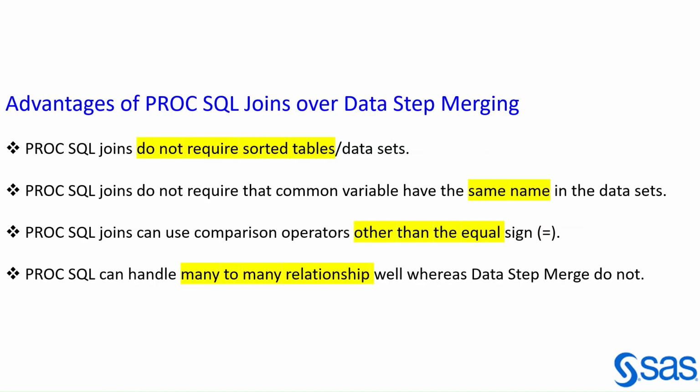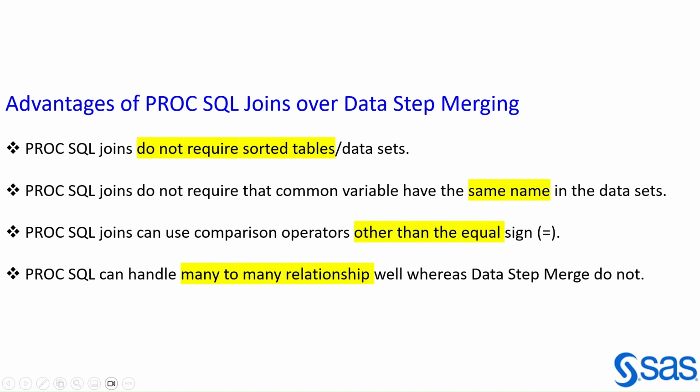Moving ahead, I just wanted to give you a few important points. There are certain advantages of Proc SQL joins over DATA step merging. The first advantage is that Proc SQL joins do not require sorting tables or data sets. That is one of the biggest advantages. And Proc SQL joins do not require that the common variable have the same name in the data sets. Suppose I was talking about the ID common variable.